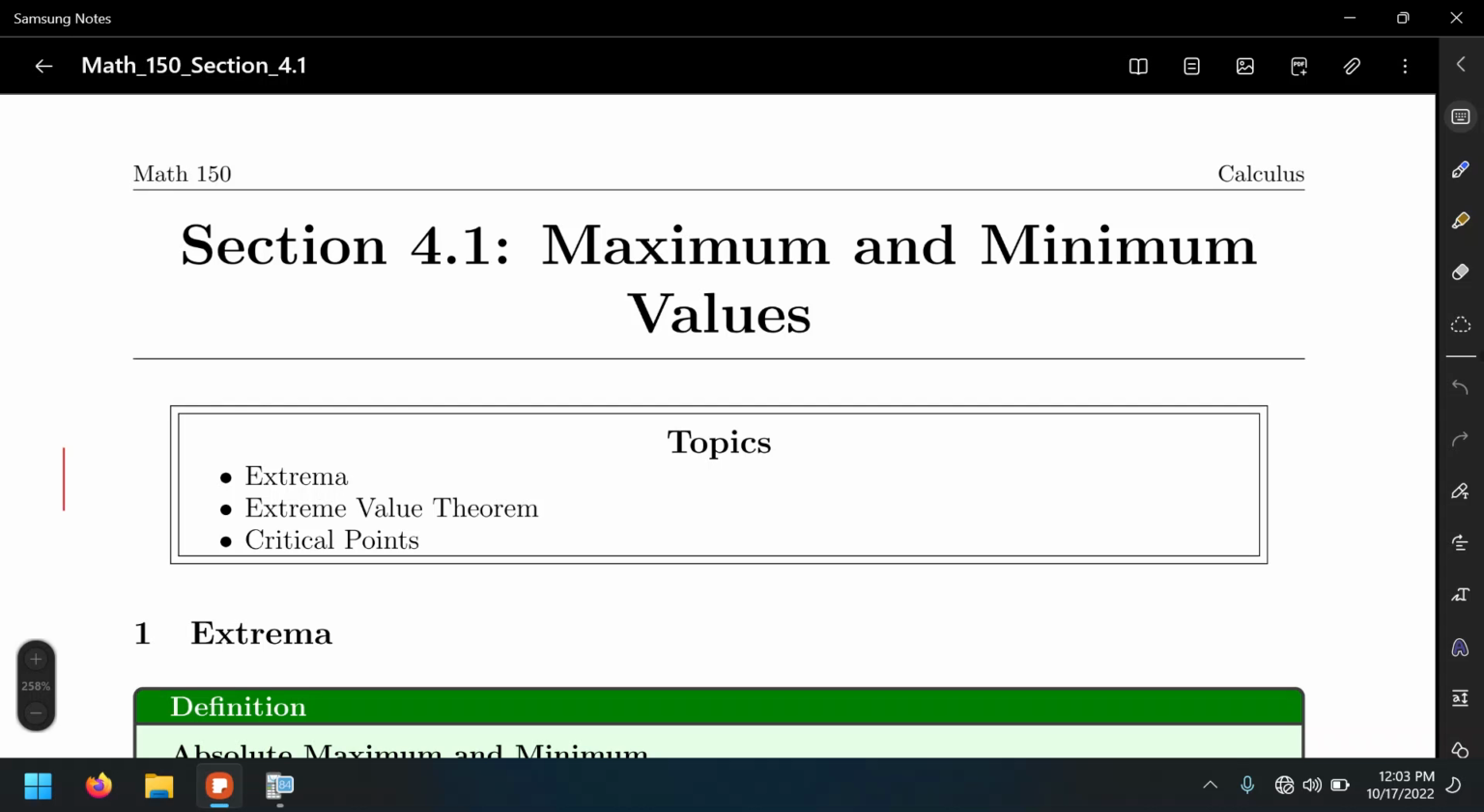Yes. Is this going to be on the... No, that's 4.1. I think it's up to Friday's material, right? 3.10.